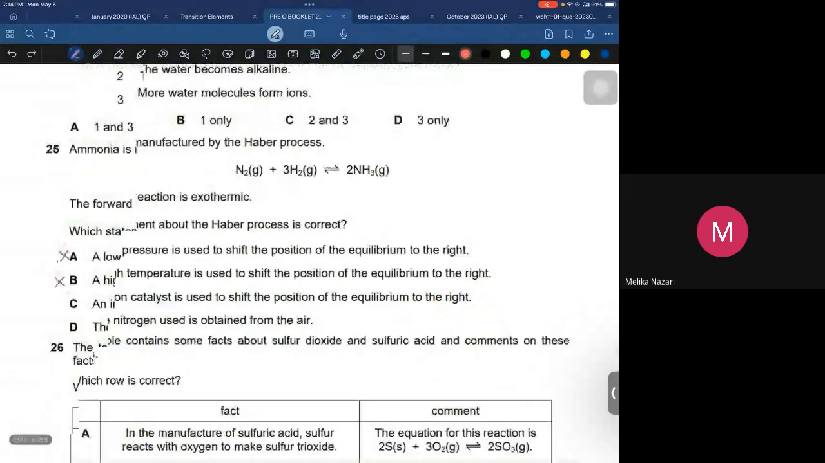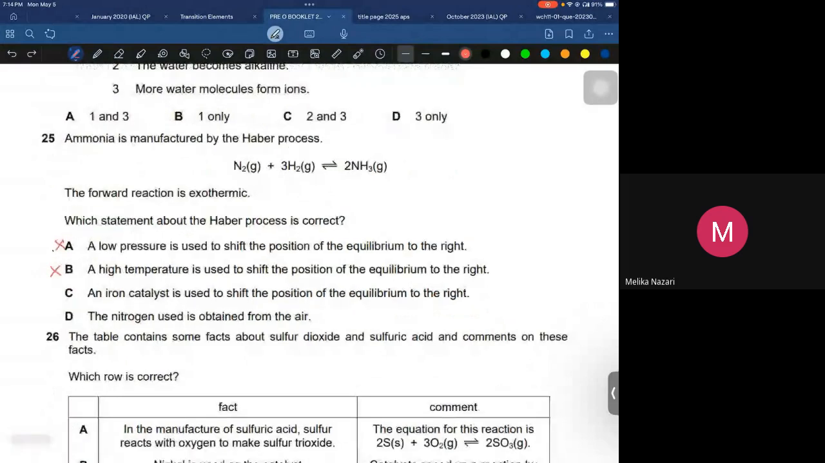No, it's wrong. Then in C, an iron catalyst is used to shift the position of equilibrium to the right. No, a catalyst doesn't change the position of equilibrium. Then D says the nitrogen used is obtained from the air. Yes, this is correct, because all the other options are incorrect, so of course there is one and only option left that would be correct. That's why option D is right.